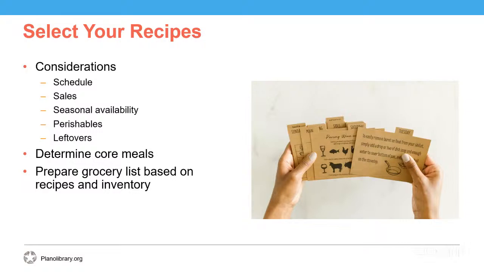It can also be helpful when you're making your grocery list to group items by where you'll find them. So all of the meats are in one section. All of the kind of pantry staples are going to be in another section. And that helps you not have to make lots of trips around the store.